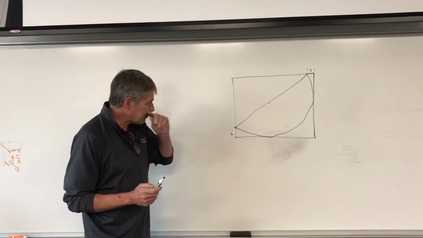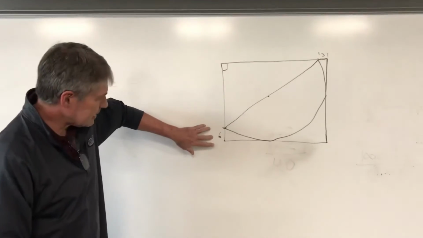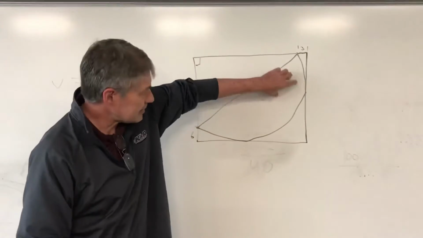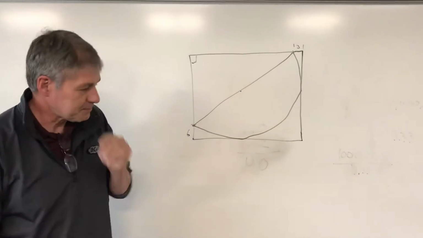Okay, now we got this problem. We got a rectangle, and all we know about is 6 and 3. We got this semicircle inside it. The question is, what's the area of this semicircle?